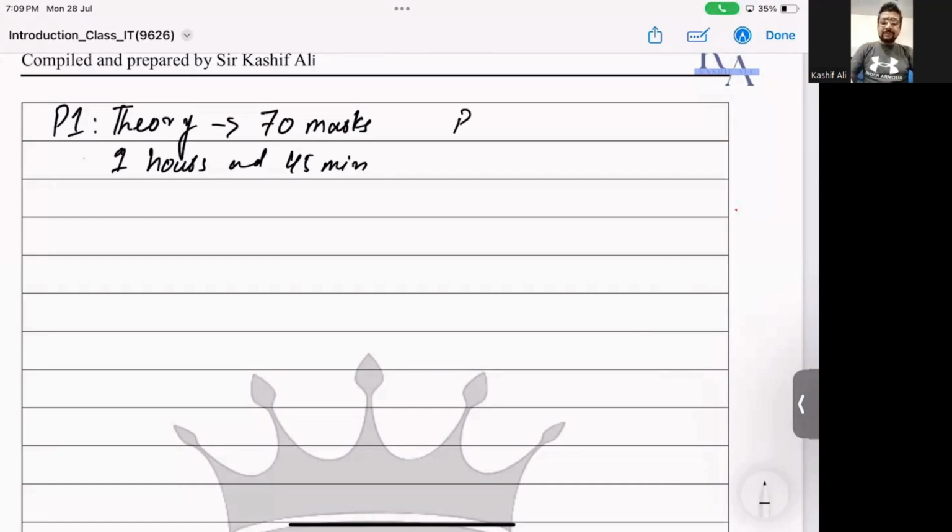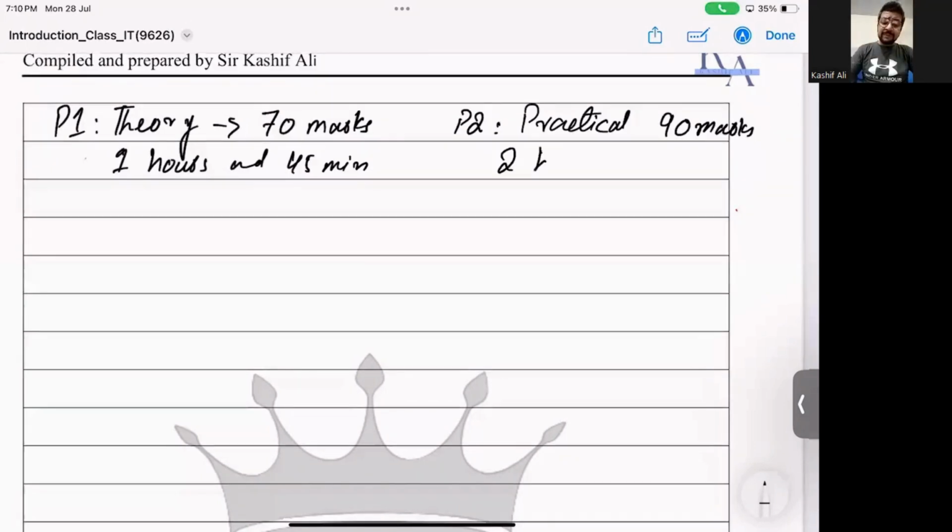Paper 2 is a practical paper where the examiner is going to check the practical skills of the students. The marks for paper 2 are 90 marks. Now, maybe you get confused, why 90 marks for paper 2? Because it's a practical paper and you have to attempt some questions on a computer system. The duration for that paper is 2 hours, 30 minutes.